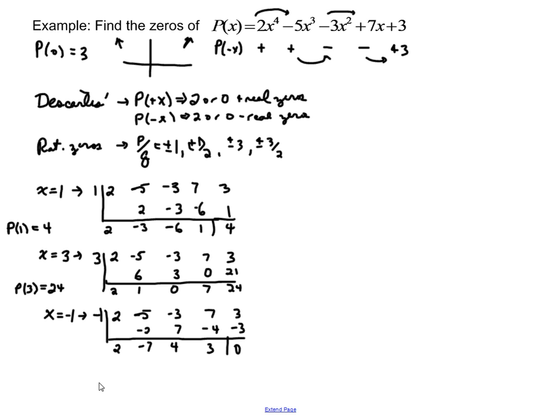Hey, we've got a 0. That's actually really, really helpful. So now we know that one of our zeros is -1. p of -1 is equal to 0. And what's more, we also know that we have a reduced polynomial right here of 2x cubed minus 7x squared plus 4x plus 3.